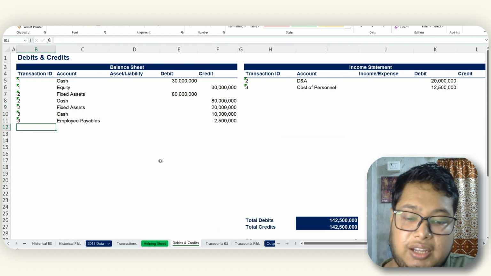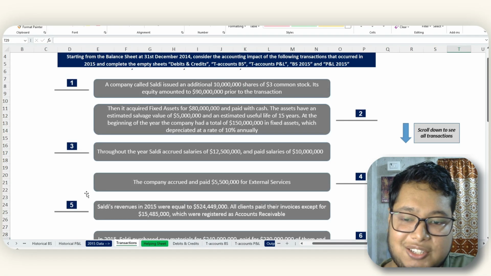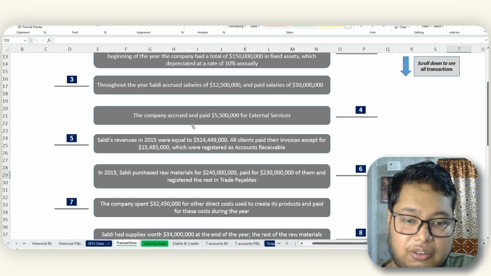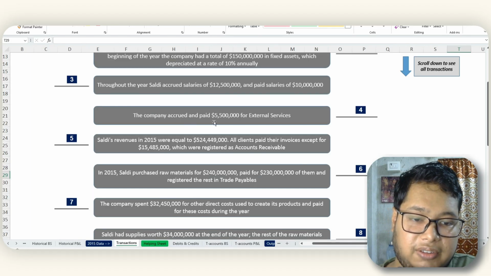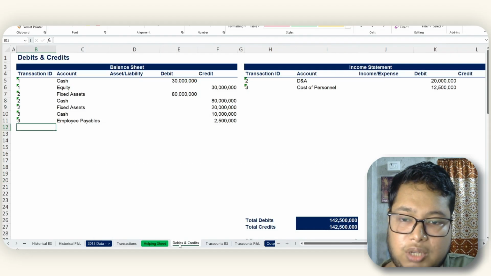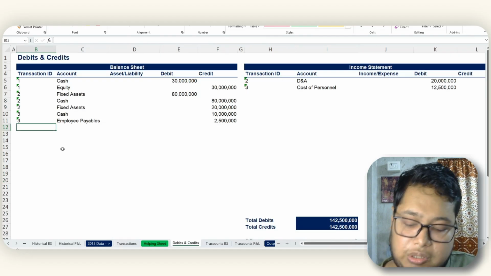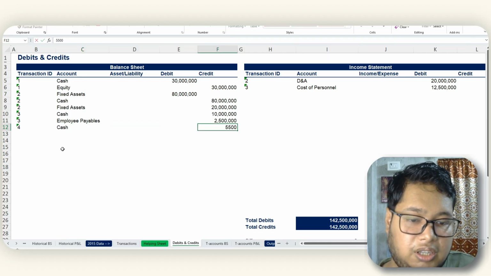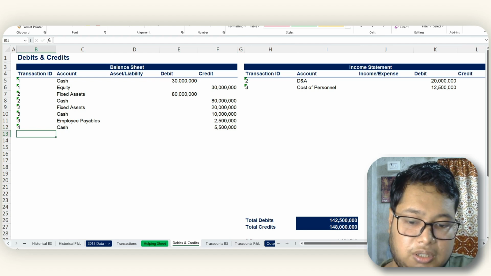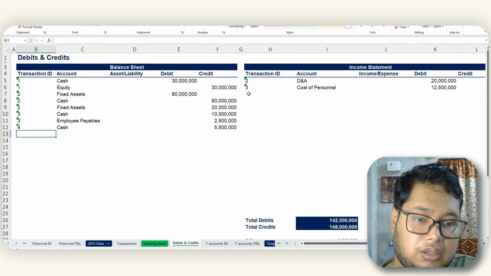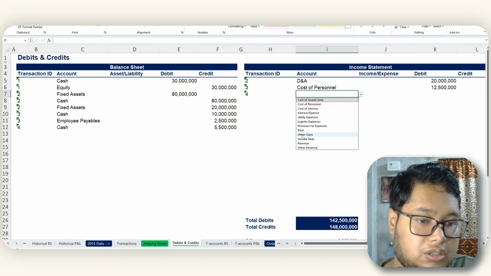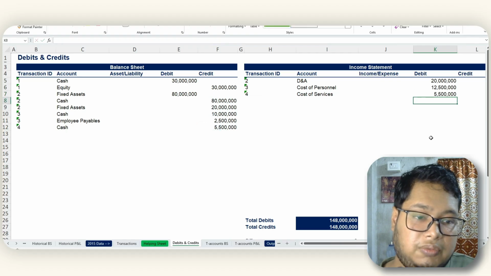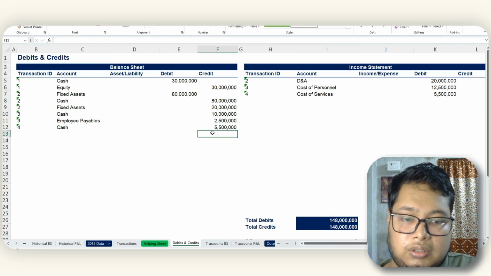So transaction 3 has been done till now. Man, there are so many things to do. Okay, and what about transaction 4? The company accrued and paid, oh thank god, they have paid $5,500,000 for external services. So the cash movement is for transaction 4. Services, not cash, sorry. 5,500,000. Again I have to record the expense. This is for cost of service. Cost will be debited, equal to the same number. So that much cash has moved.